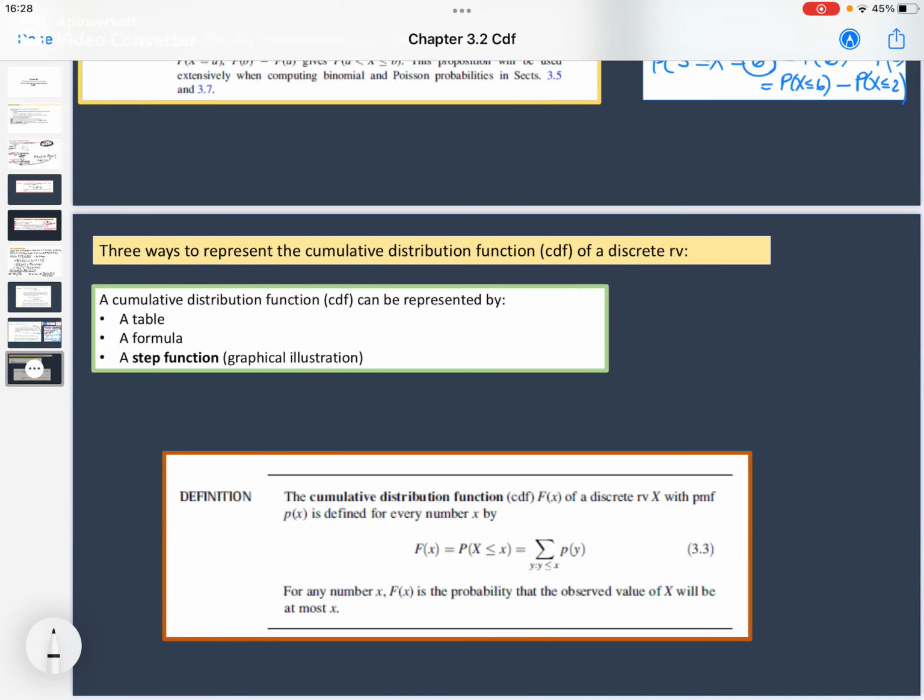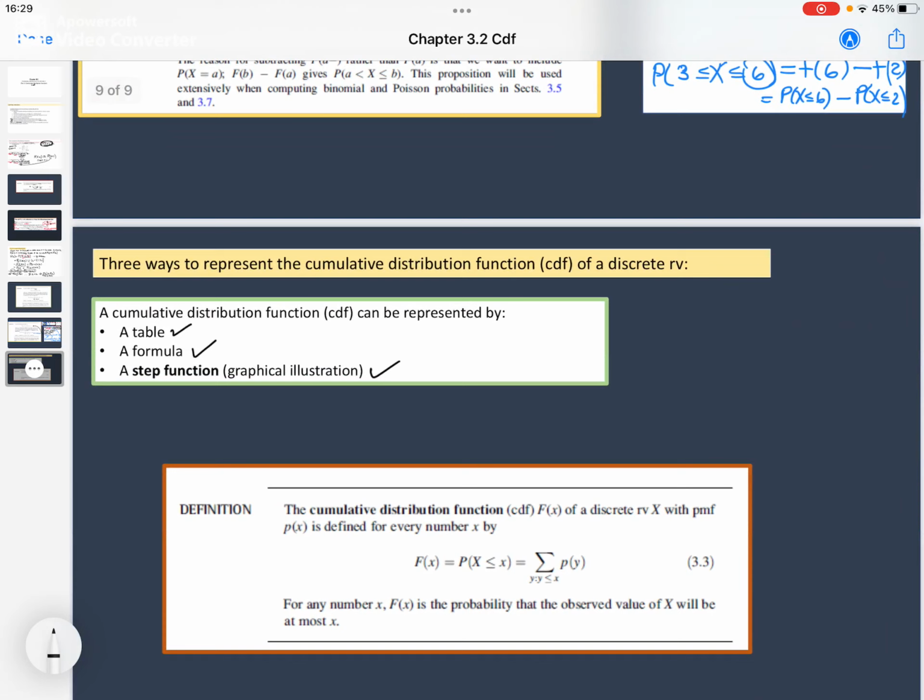Now, the three ways to represent the CDF of a discrete random variable. Either we can draw a table, or the one that you need to know how to do, the formula, as well as doing a graphical illustration called a step function. So there are three ways: you can draw a table, give a formula, or draw a step function. In a test or exam, it will be clear to you. We will ask you directly to do a table, give a formula, or draw a step function.